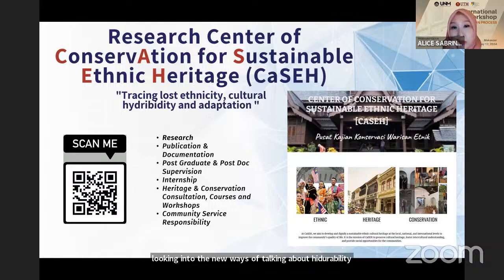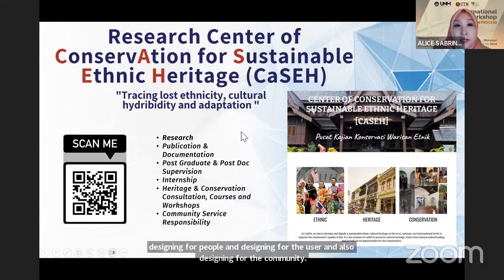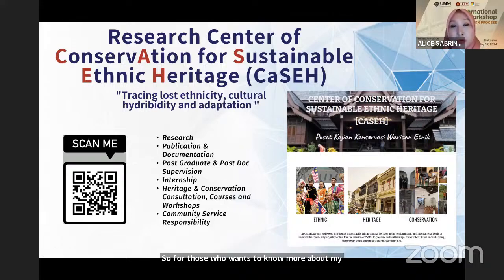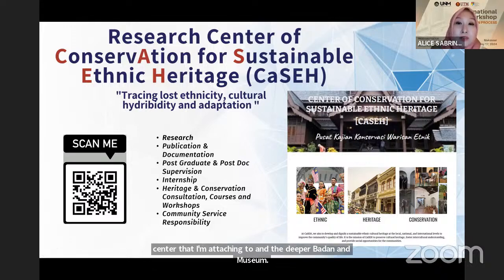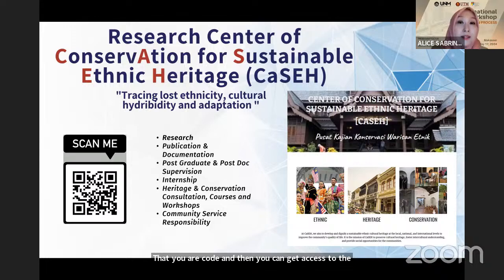So in this sense, when we talk about ethnicity and also culture, it relates a lot with the topic that we're going to discuss this morning, which is talking about designing for people and designing for the user and also designing for the community. So for those who want to know more about my research center that I'm attached to under the Perbadanan Museum Negeri Melaka, please scan the QR code, and then you can get access to the website, and also you can get access to all the activities that we've done in CASE, which is the research center.